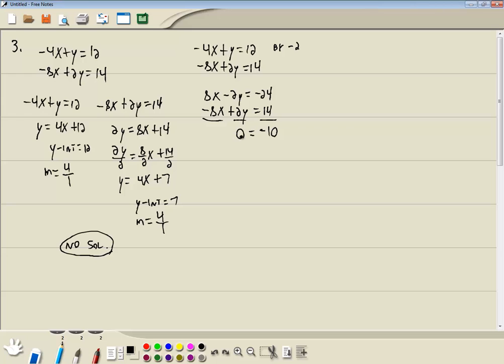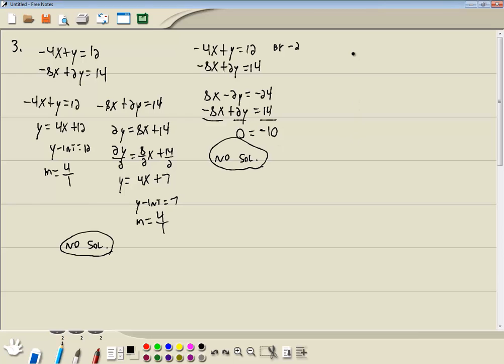Now our variables disappeared again. We don't have any variable left. And we come up with something that can't be. 0 is equal to negative 10. When you come up with something that can't be, then it's no solution. The other case, remember our previous problem, is you come up with 0 is equal to 0, which is true all the time, which means that you got infinite solutions.